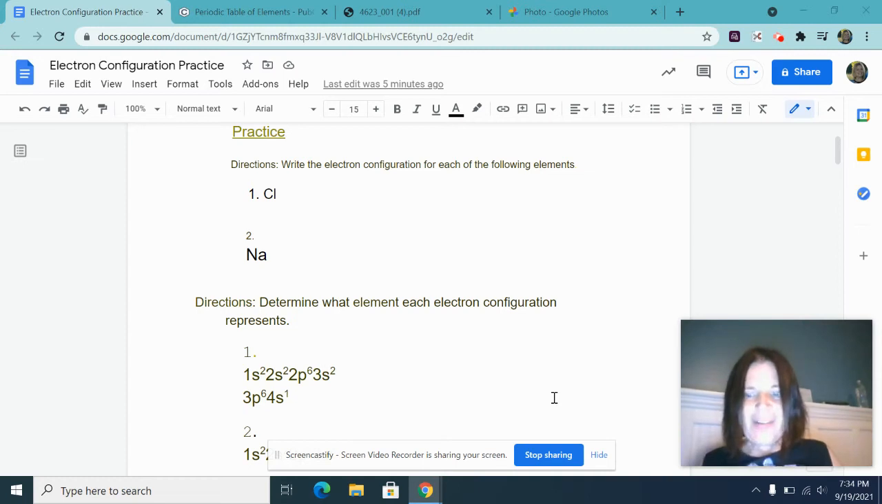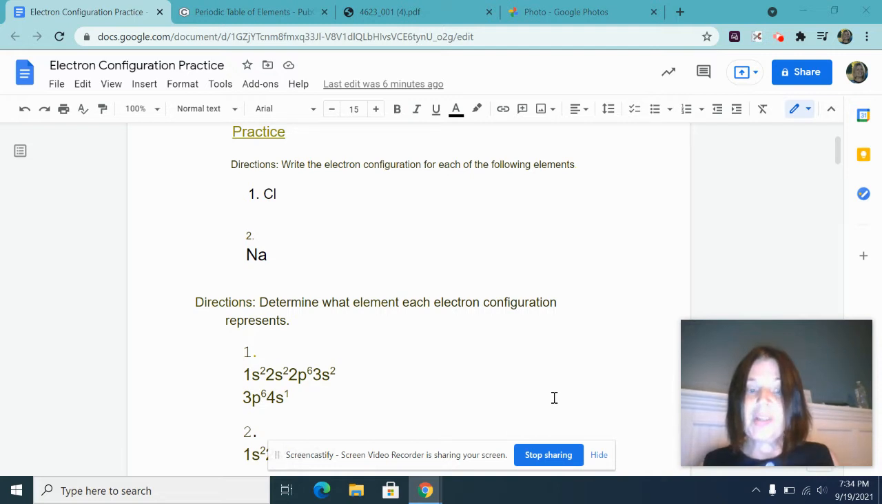Hello. Today we're going to look at how to do some longhand electron configurations. We started looking at this last week and we're going to be continuing it this week along with shorthand electron configurations, but we've got to make sure that we really feel comfortable knowing how to do longhand electron configurations.